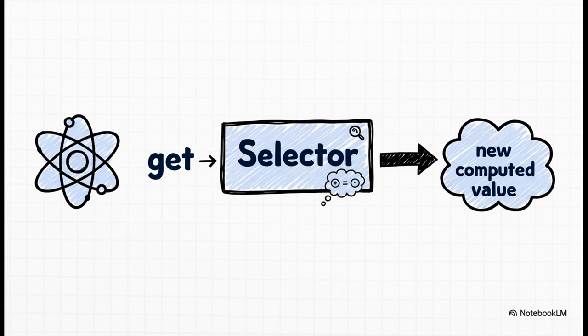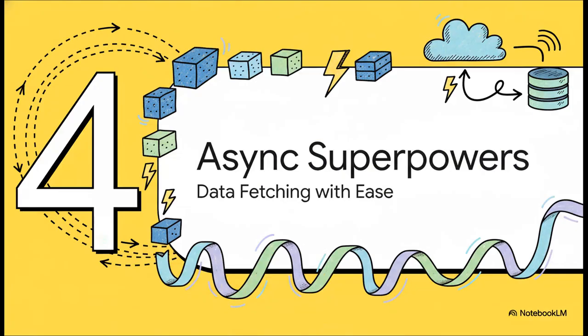Then you do your thing. Maybe you calculate the length of some text or filter a list, whatever you need. And any component that's subscribed to this selector will automatically update whenever that original atom changes. It's all connected.